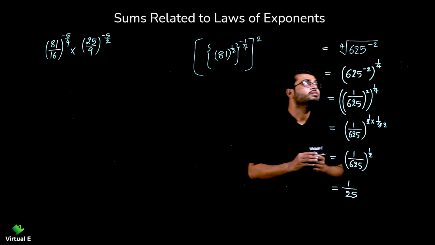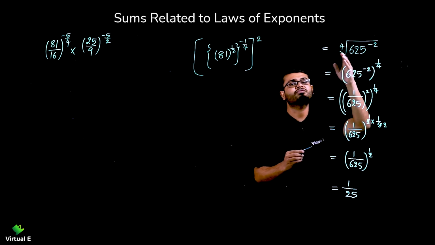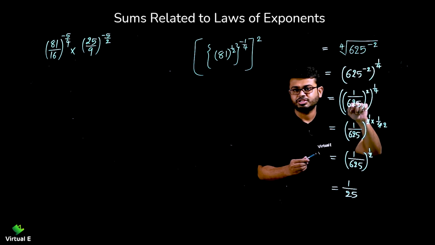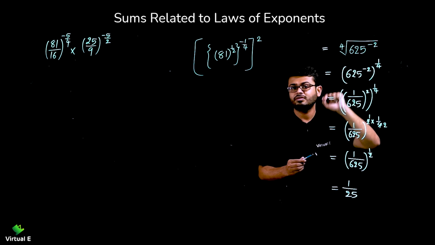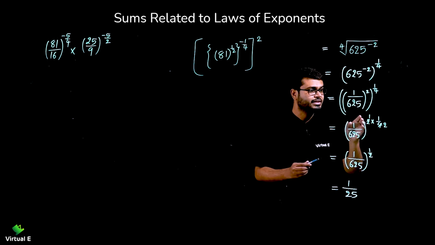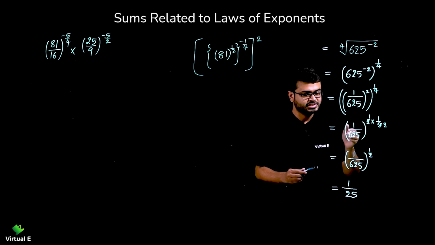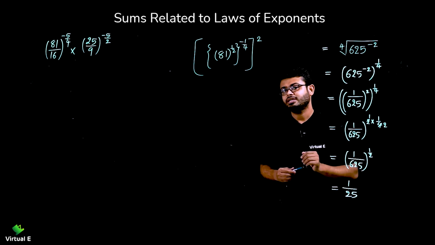Very simple. First what we did, we converted this 4th root into 1 by 4. Then this negative power to positive power by taking the reciprocal of the base. Then we have a double power, so multiply them. 1 by 2, it is the square root. So the square root of 625 is 25.